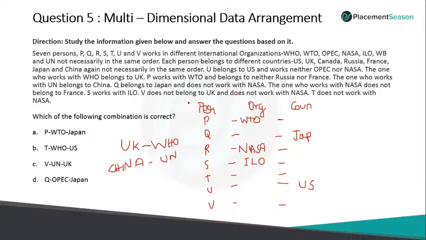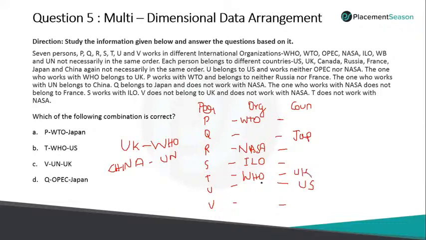There is a condition given here. V does not belong to UK, so UK cannot come to V. There is only the possibility of UK for WHO, which is T. So WHO should be here and UK should be here, which is fixed.